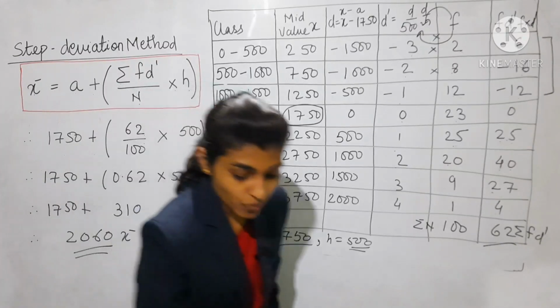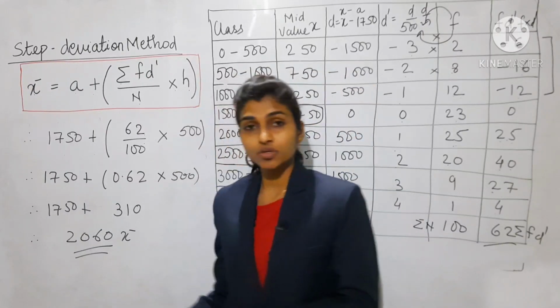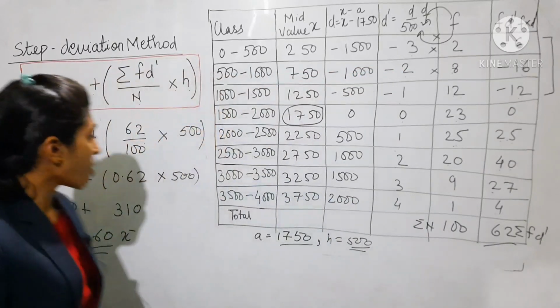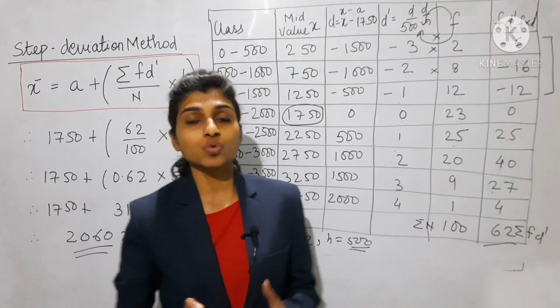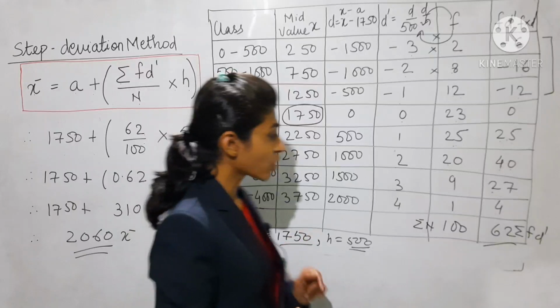In this way you can find the arithmetic mean for continuous data by the step deviation method. So copy down this sum. Next we'll see the combined mean, how to calculate the mean of two different groups. By that time, copy down this example.